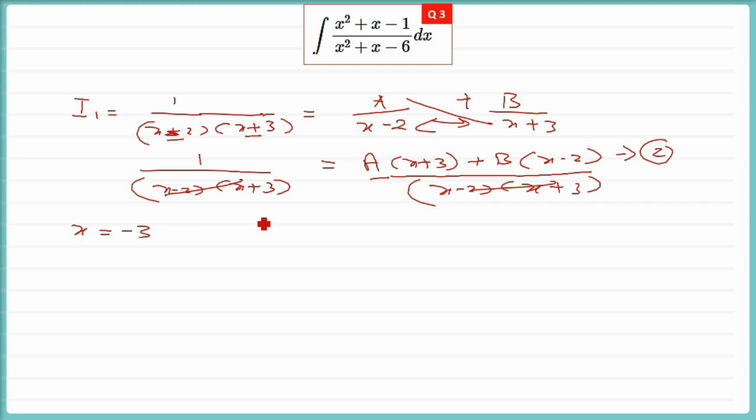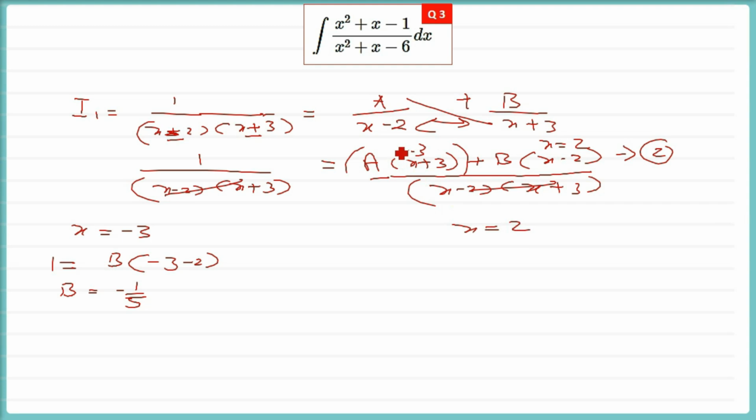First we'll put x equals negative 3 so that the term with a becomes 0. This whole term is going to become 0. When you put x equals 2, the b term will become 0. So let's do it respectively. x equals negative 3 I am placing. This first term you can just ignore because it's going to be 0. 1 will be equal to b into negative 3 minus 2. So b will be equal to negative 1 by 5.